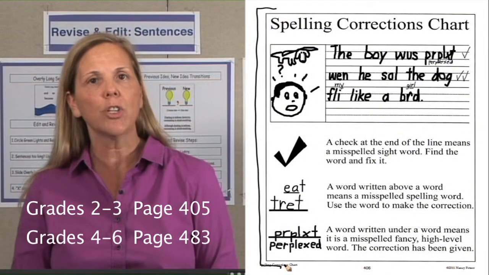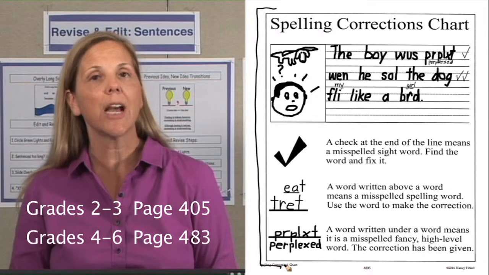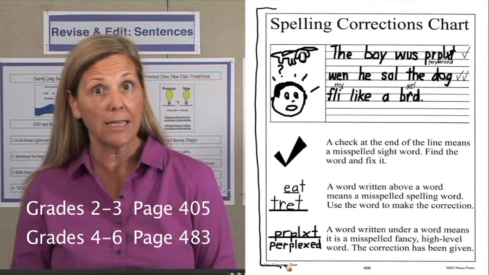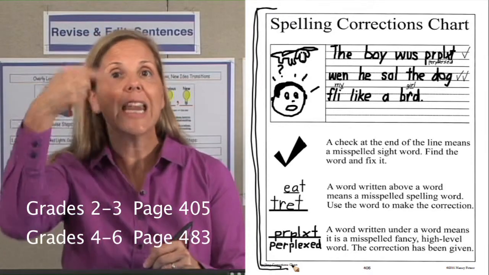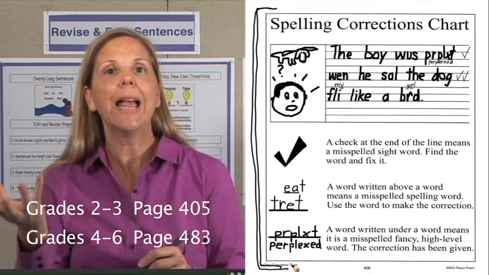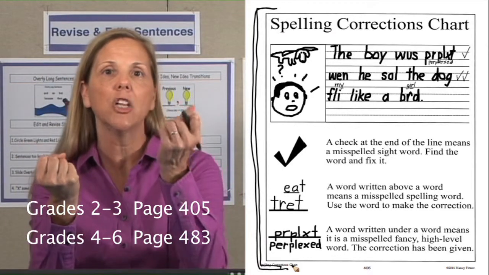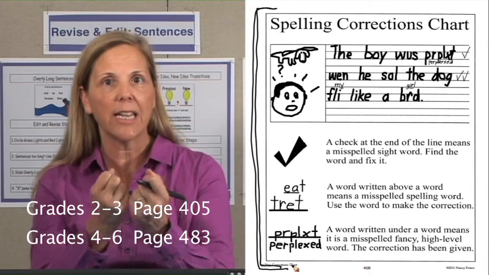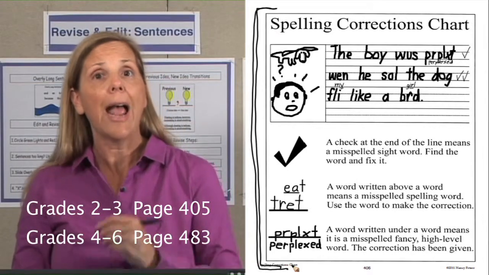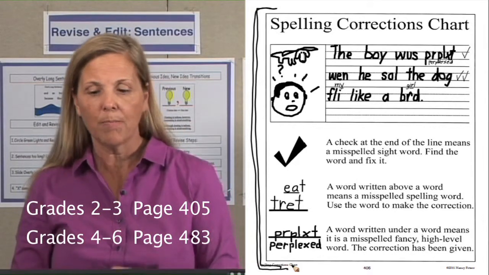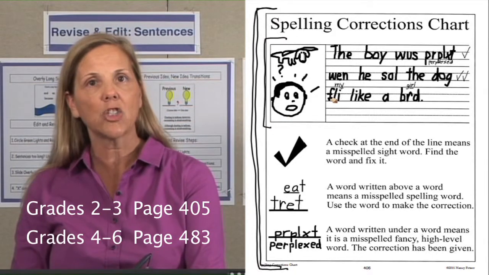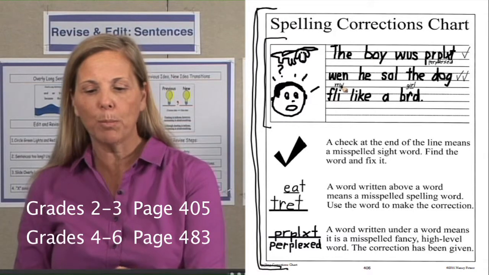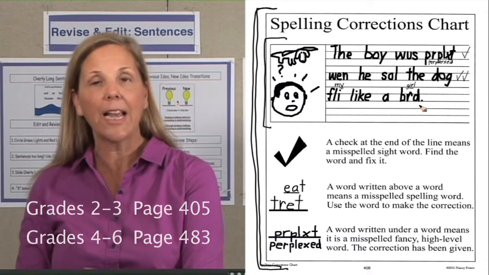A chart that you can display to your students so that when you give spelling corrections, they understand what the markings mean. The feedback should be feedback that makes them think like a good speller and connect what they've learned in their spelling to their writing when they're fixing it. So let's look at how you give feedback to your students. On this spelling correction chart, here's an example of text that a child has written. The boy was perplexed when he saw the dog fly like a bird.